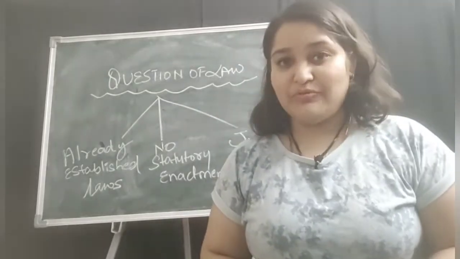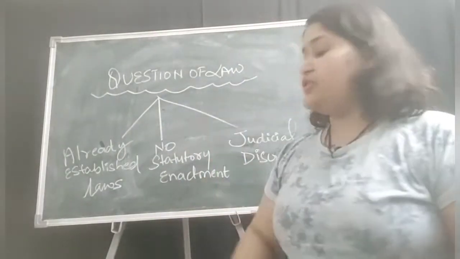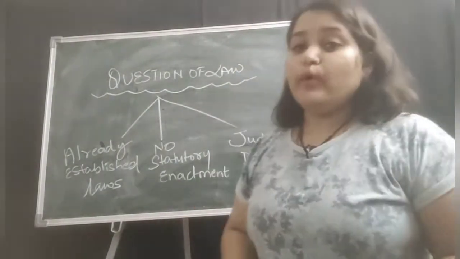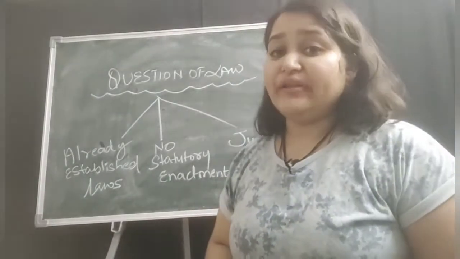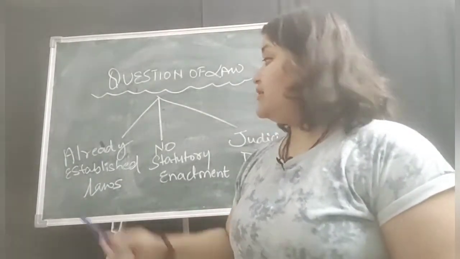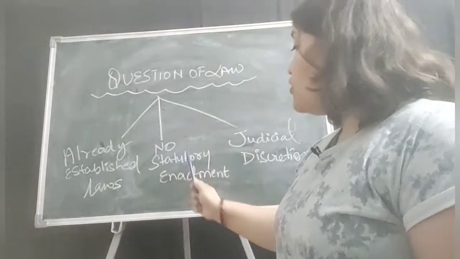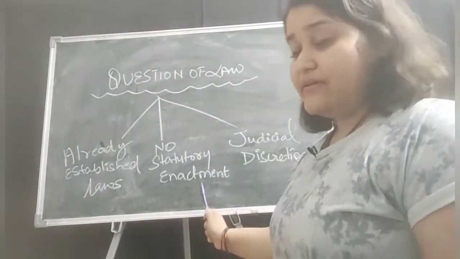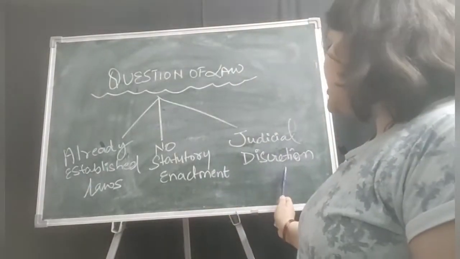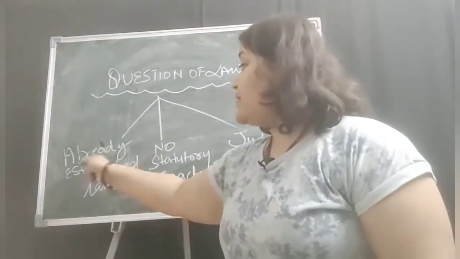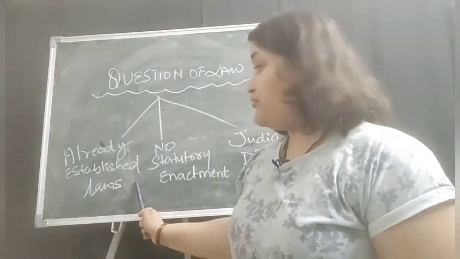So now, let's move ahead. Question of law can be well understood under the three heads: already established laws, second is no statutory enactment, and the third is judicial discretion. Let's study about this first.